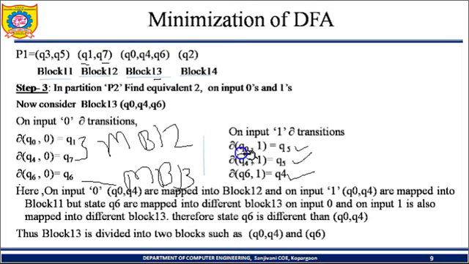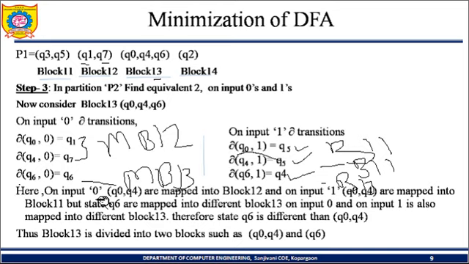So here you can check Q0 after reaching 1 is in Q5, block 1 1. And Q4 after reaching 1 is in Q5, so it is mapped into block 1 1. And Q6 after reaching 1 is in block 1 3. So here you can see, on input 1 Q0 and Q4 are different than Q6, because they are mapped into block 1 1, and here it is mapped into block 1 3.